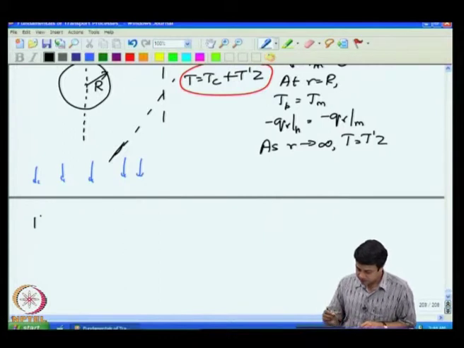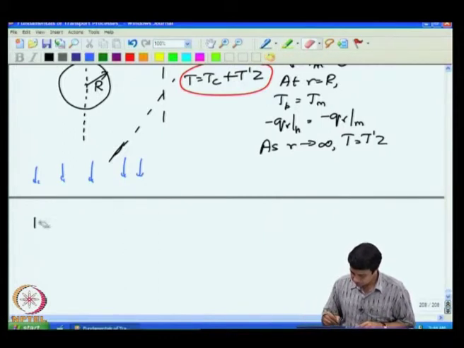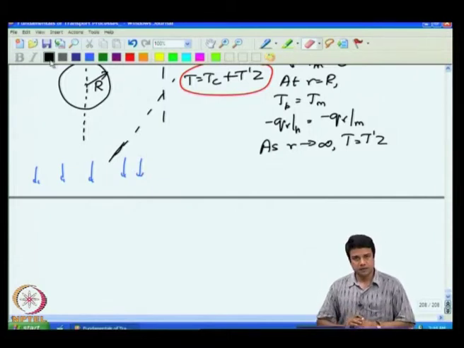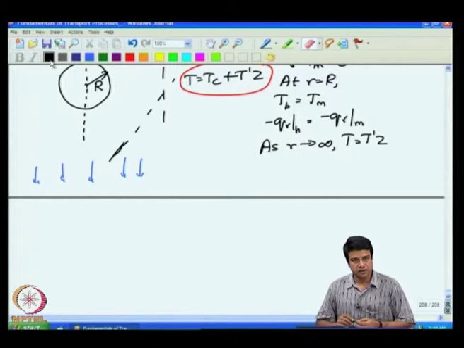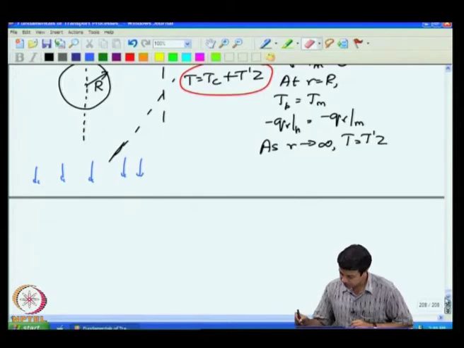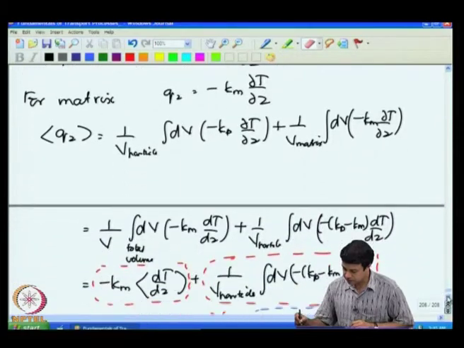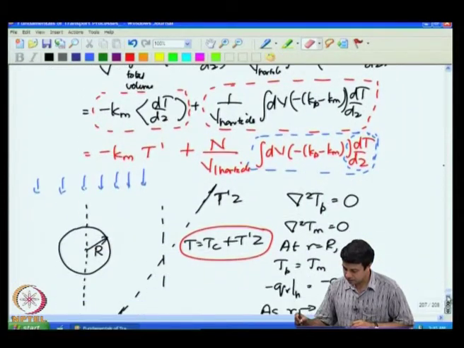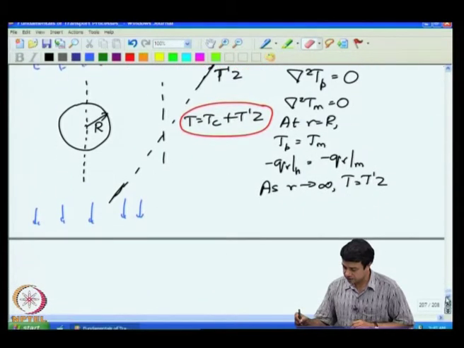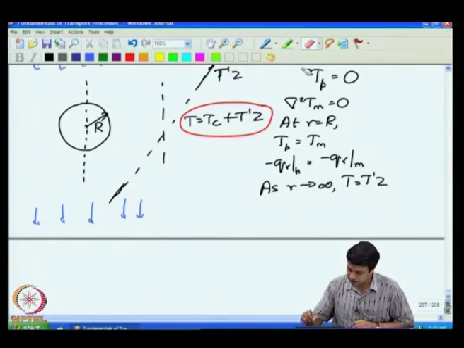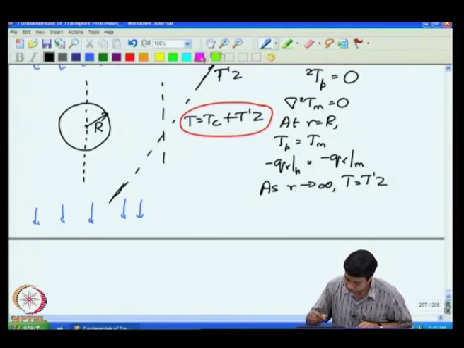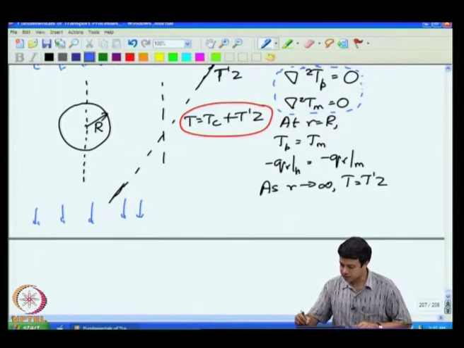That means that I can use the spherical harmonic expansions for both the particle and the matrix in a coordinate system with center at the origin of the sphere. So, I choose a coordinate system with the center at the origin of the sphere, and within that coordinate system I can then write down my spherical harmonic expansions, which satisfy del square of T particle is equal to 0 and del square of T matrix is equal to 0.